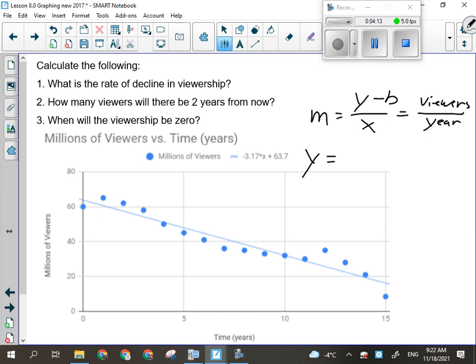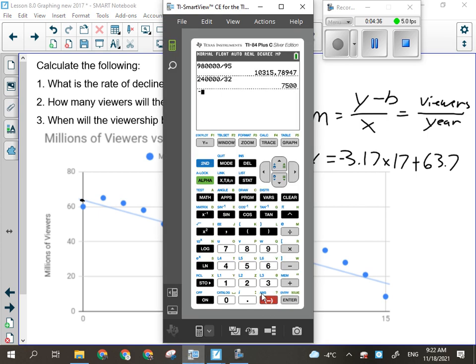So y equals negative 3.17 times 17 plus 63.7. That's 63.7 million, mind you, but we're just going to put 63.7 in there. That's where the graph started. So in this case, b is actually way up here. If I punch that into my calculator, the negative is important: 3.17 times 17 plus 63.7. According to that, in 2 more years, the viewership will be 9.81 million viewers.